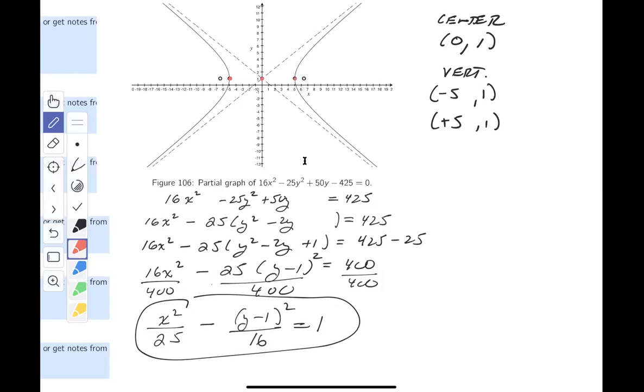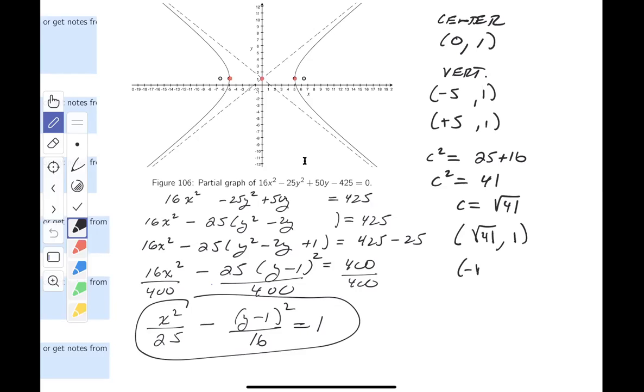I see that there. All right, let's talk about the foci now. How do I do the foci? Well, c squared is going to be 25 plus 16. c squared is going to be 41. All right, and that means c is root 41. What does it mean? I have to move root 41 to get the foci. And what am I moving from? The center. If you move from the center, the y is not changing. So I'm moving from 0, 1, and it's going to be root 41, comma 1, and minus root 41, comma 1. Let me tell you where those points are. I know it's difficult. They're right over here.